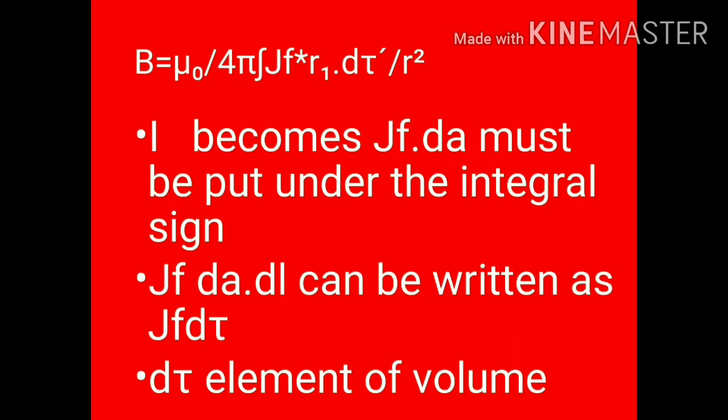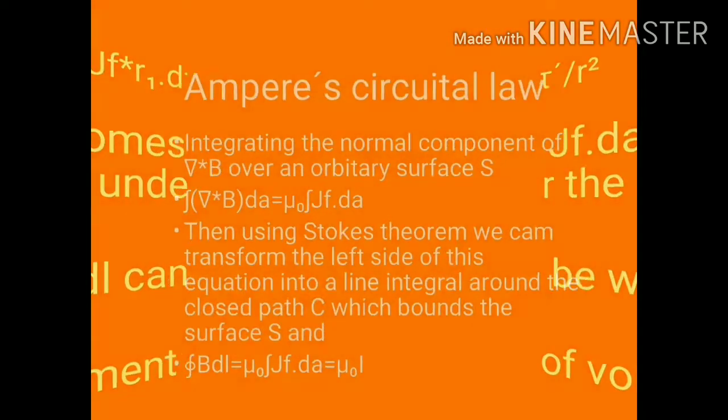P equal to mu naught divided by 4 pi, integral of JF multiplied by R1 d tau dash divided by R square. I becomes JF dA, which must be put under the integral sign. JF dA dl can be written as JF d tau, the element of volume.